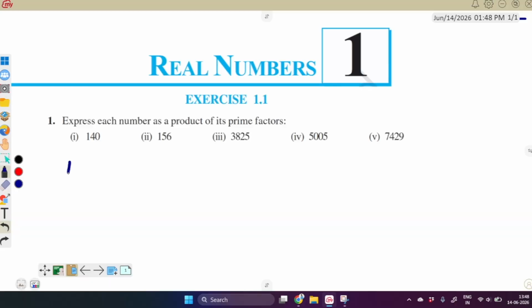So today we are going to discuss real numbers exercise 1.1.